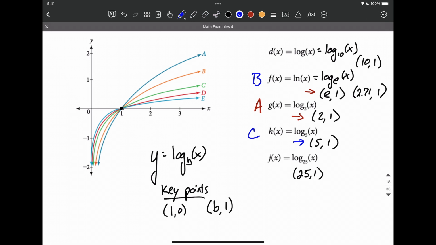10 comes next. It's going to go with D. And then finally, 25 is the very biggest x value there. The biggest base is going to go along with E.